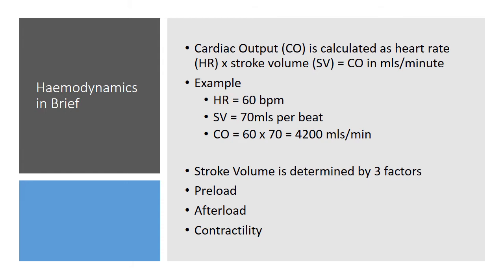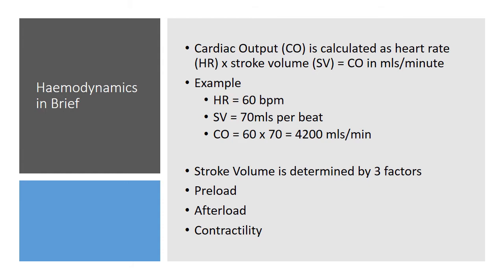Whereas our stroke volume, as we can see below, is actually determined by three factors: our preload, afterload, and contractility. And I'm going to talk about each of those in turn. But by multiplying our heart rate by our stroke volume, and our typical stroke volume is 70 mils per beat, that gives us a cardiac output of 4,200 mils per minute.